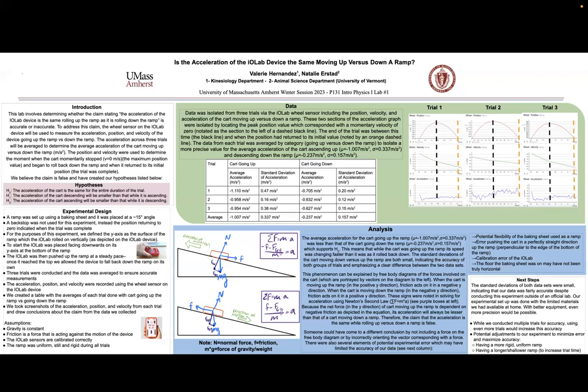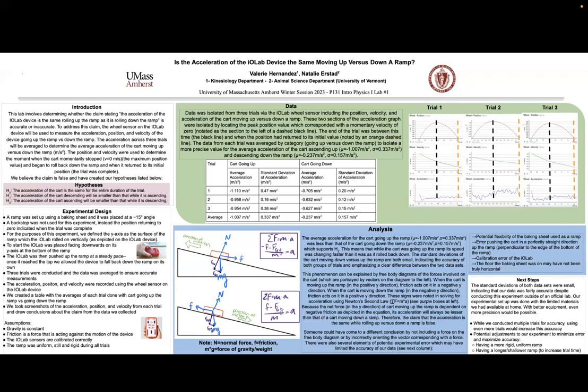The baking sheet we used was a little dinged up, so that could have potentially caused some error. Pushing the cart in a perfectly straight line up the ramp was a bit difficult, but we did the best we could. The calibration error could have been there, could have been small. The sensor was calibrated, but there still could have been a little bit of error there. The floor that the baking sheet was placed on may not have been truly horizontal. We didn't use a level or anything for that.